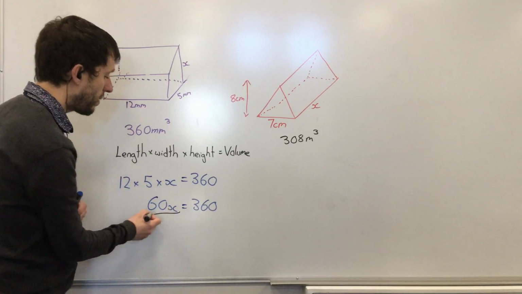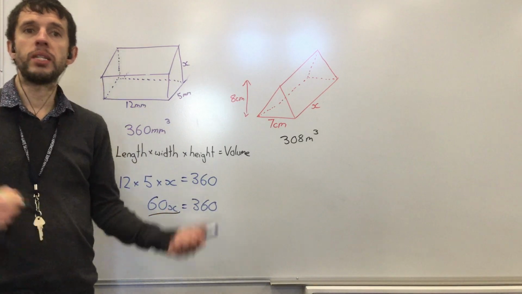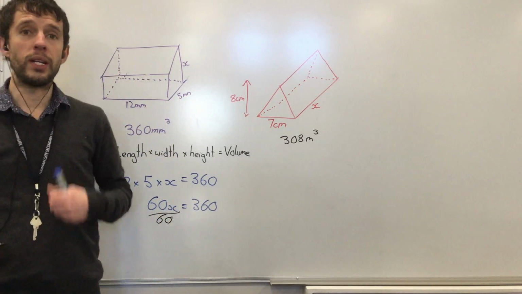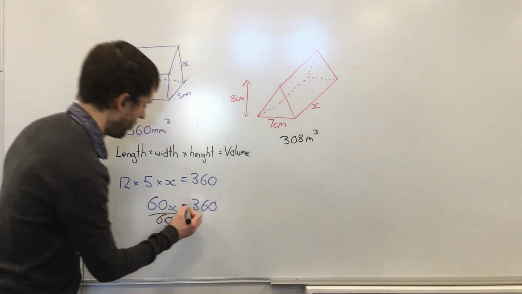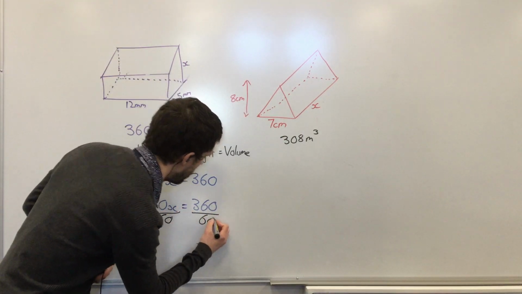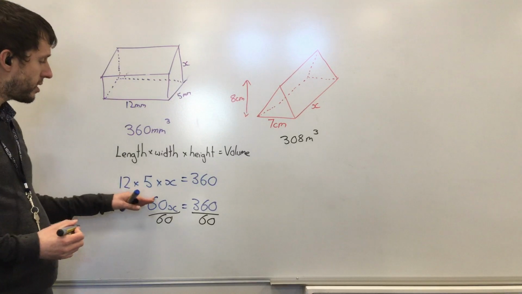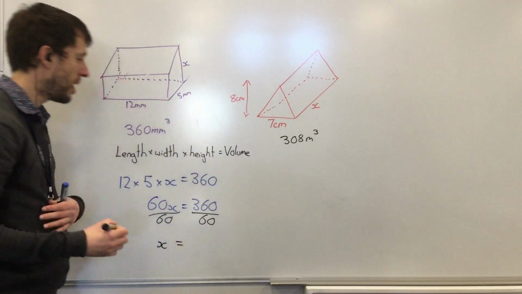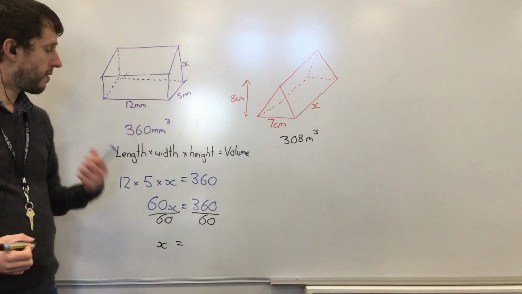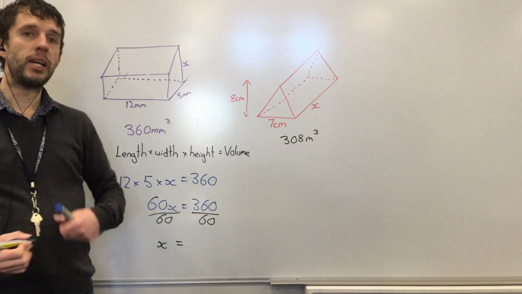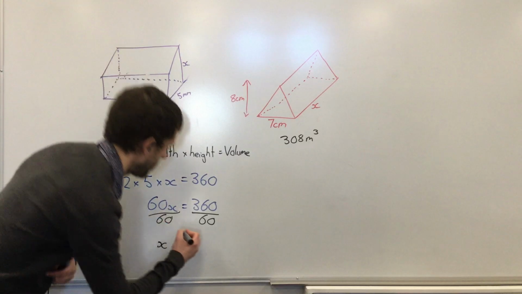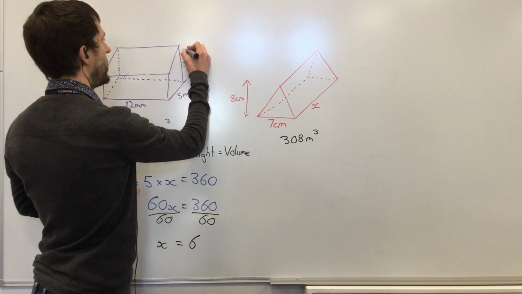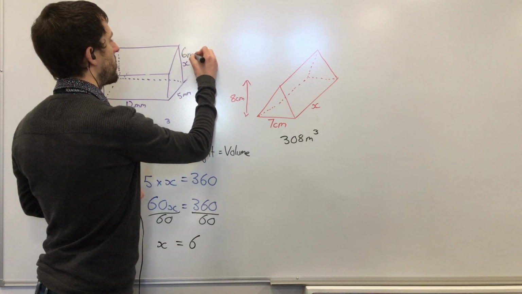Well, it's timesing by 60. So the opposite of times is divide. So I will divide it by 60. Whatever I do to one side, I must do to the other. So I will divide this side by 60. And that gives me 60x divided by 60, and that just gives me x equals 360 divided by 60 equals 6. So that tells me that my height is 6 millimeters.